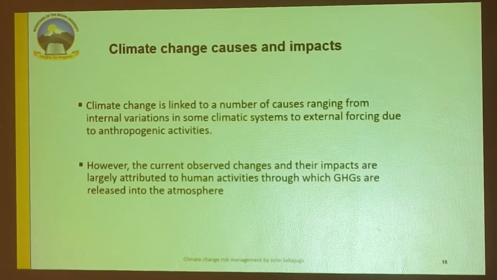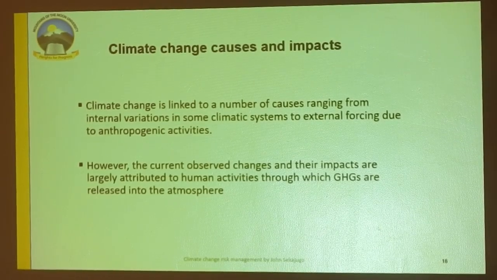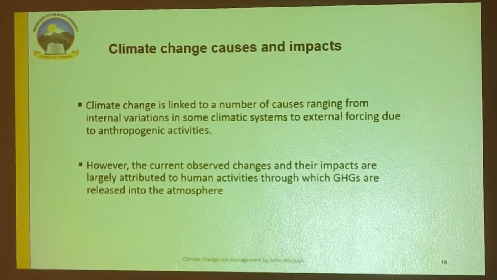anthropogenic causes. So climate change is linked to a number of causes ranging from internal variations in some climate systems to external forcing due to anthropogenic activities. However, most of the changes we see now are attributed to human activities, through the release of greenhouse gases to the atmosphere.